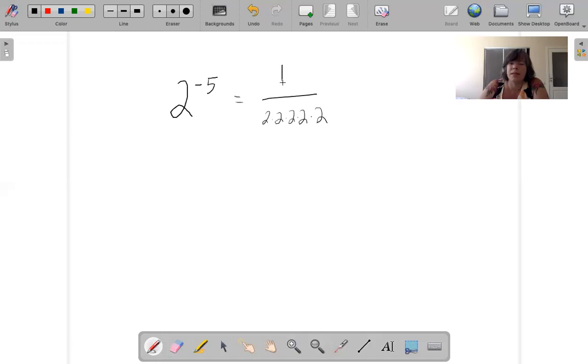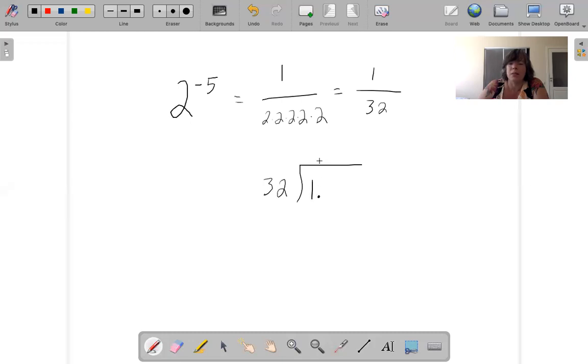And when we're doing this, we're making a tiny, tiny number, right? This is 1 over, let's see, 2 times 2 is 4. 4 times 2 is 8. 8 times 2 is 16. 16 times 2 is 32. Now we're going to divide 1 by 32. What do we do here? How many times will 32 go into 1?